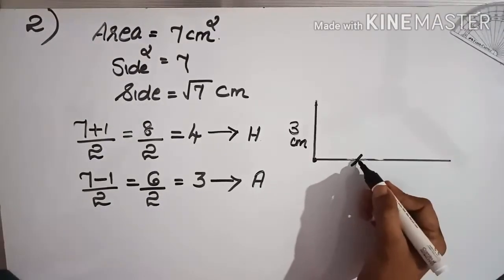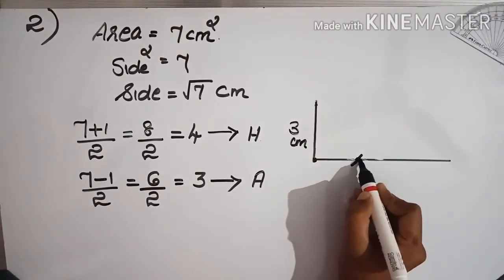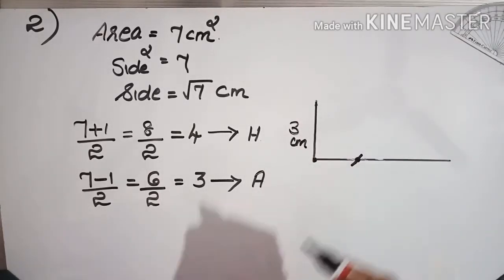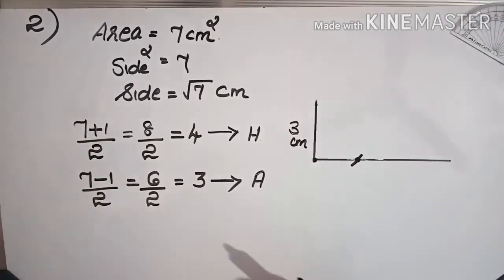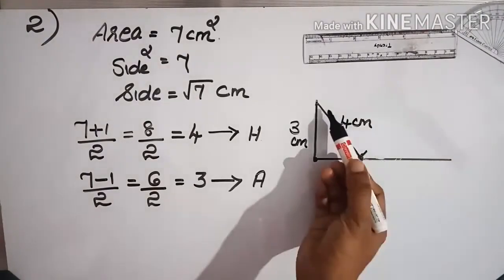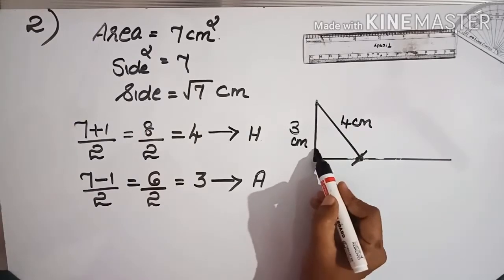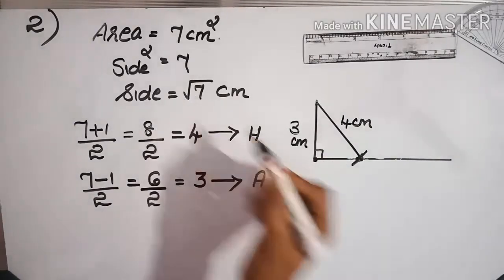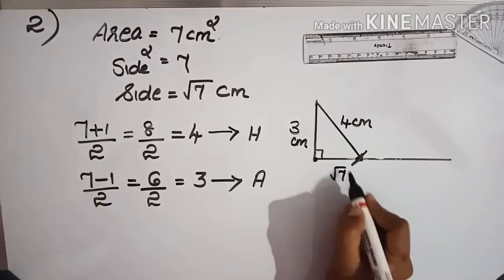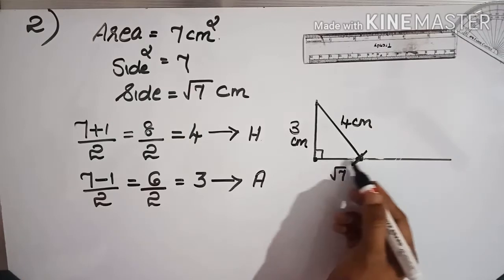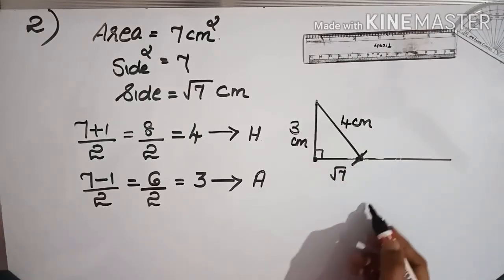So I got a point here. This is the point at 4 centimeter. When you draw an arc, the point will be here. Now join that line. So 3 centimeter altitude, 4 centimeter hypotenuse. This is a right triangle. Then base will be what? Base will be root 7. That means this point to this point measurement is root 7. Now by using this measurement you can draw one square here.